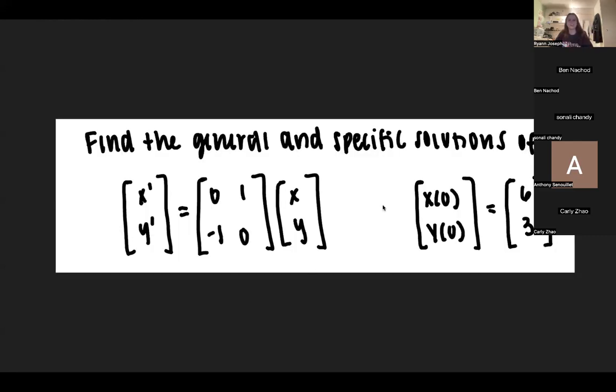All right, working on week 11 content. So this question is, find the general and specific solutions of this equation here. So I'm just going to rewrite it on here real quick so I can do it on my iPad. And also the next question.